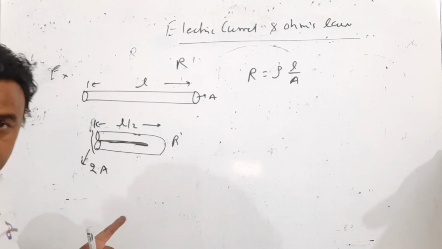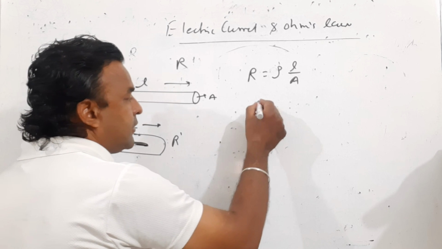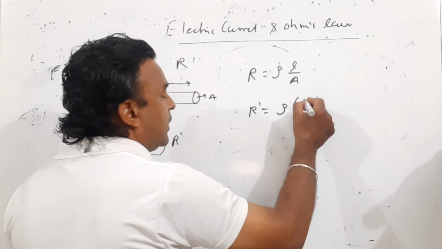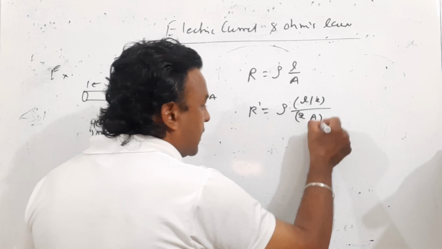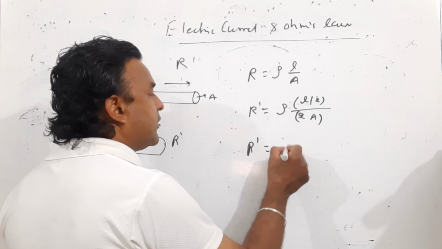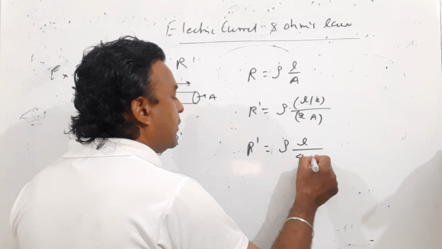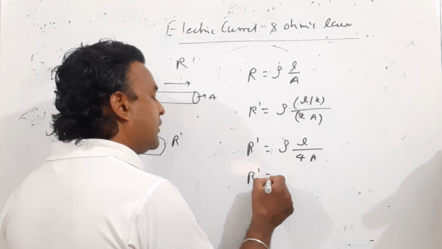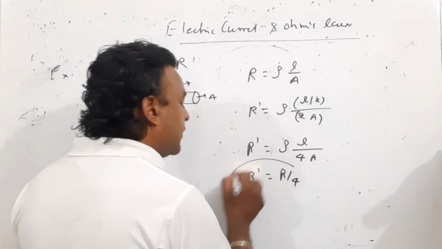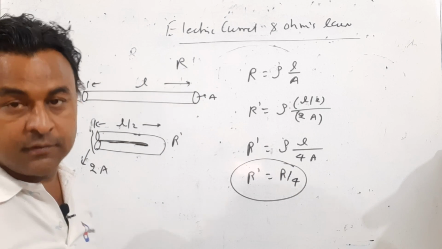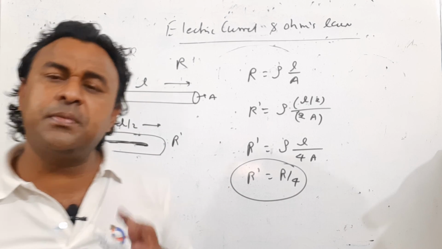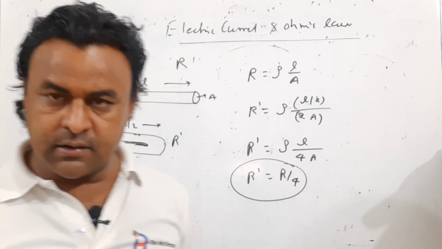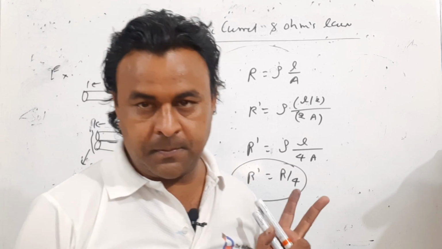I hope now it is very clear. Then R dash is equal to rho times L by 2 upon area 2A, so R dash equals rho L upon 4A. Then R dash becomes 1/4 of the previous resistance, right? This is the simple thing about current, resistance and Ohm's law, right?